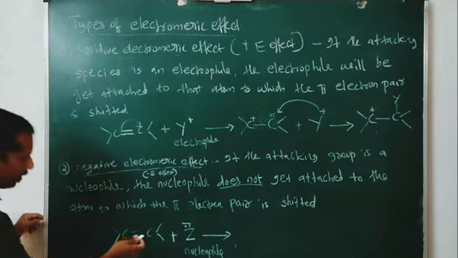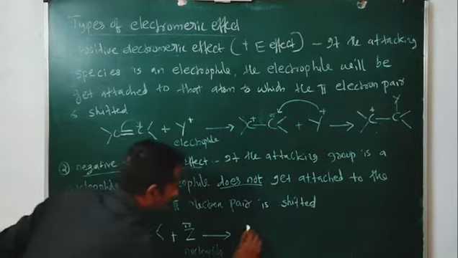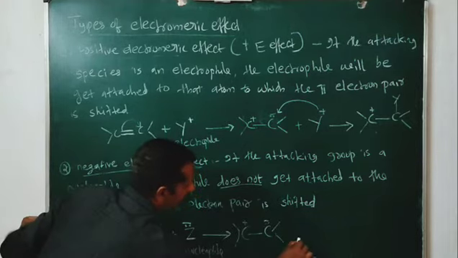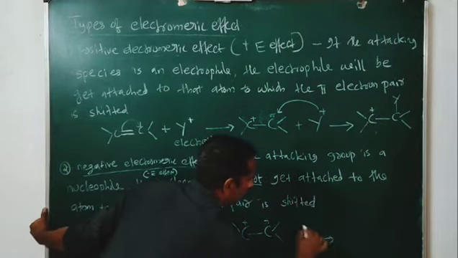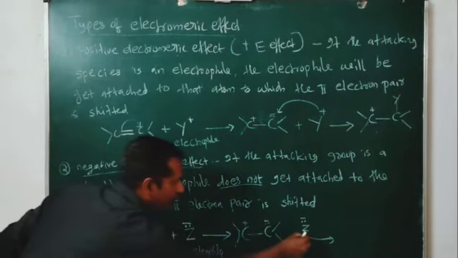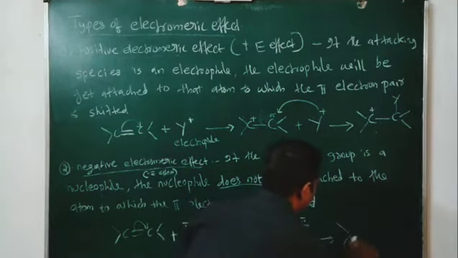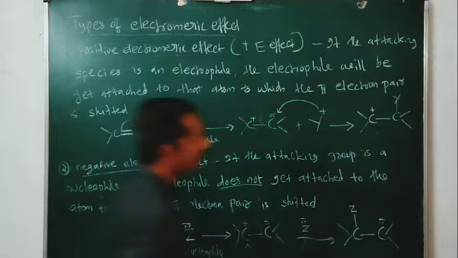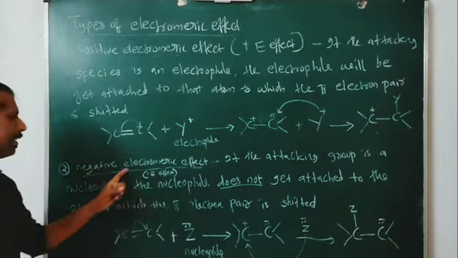So first, what will happen? The pi electron pair will be shifted to one of the carbon atoms. So it will be like this: here it is a positive charge, and here it is a negative charge. Now the nucleophile, which is minus, will attack the positively charged carbon. Here it is Z, and here it is C, with a pair of electrons. So we get this type of structure. This is what is called the negative electromeric effect.